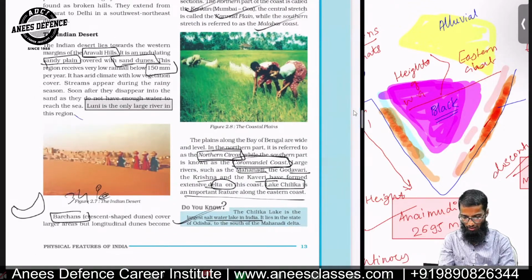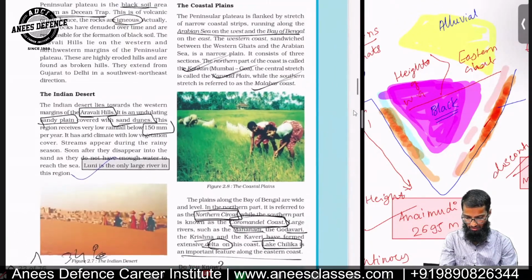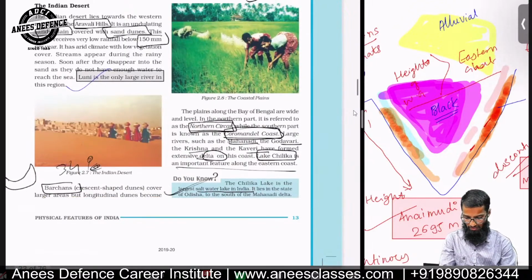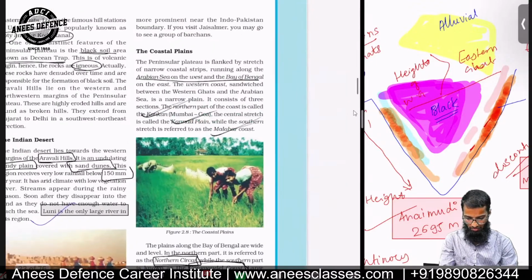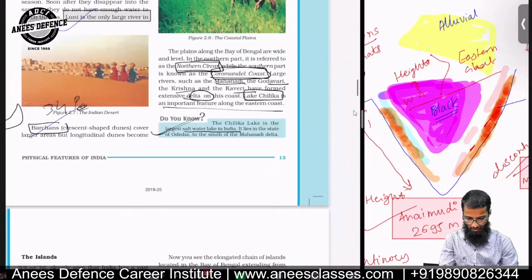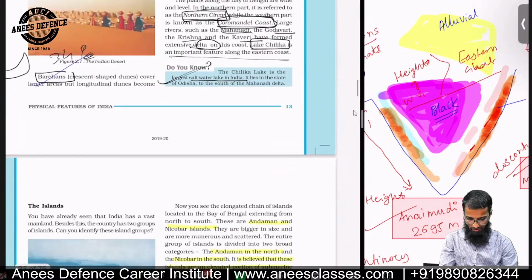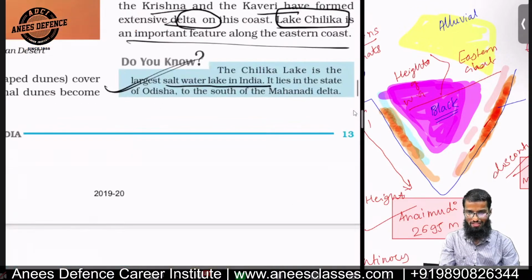You know about this river, the Luni River, which is the only river in the desert area. We have discussed what Barkhans are and all. So this line is important.